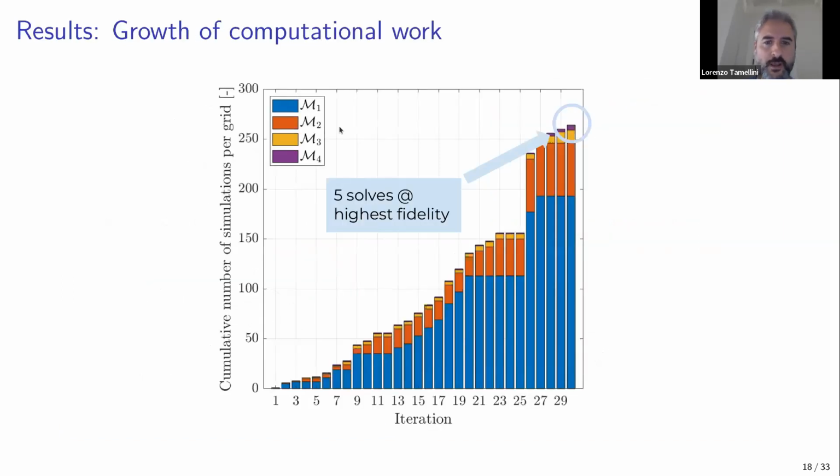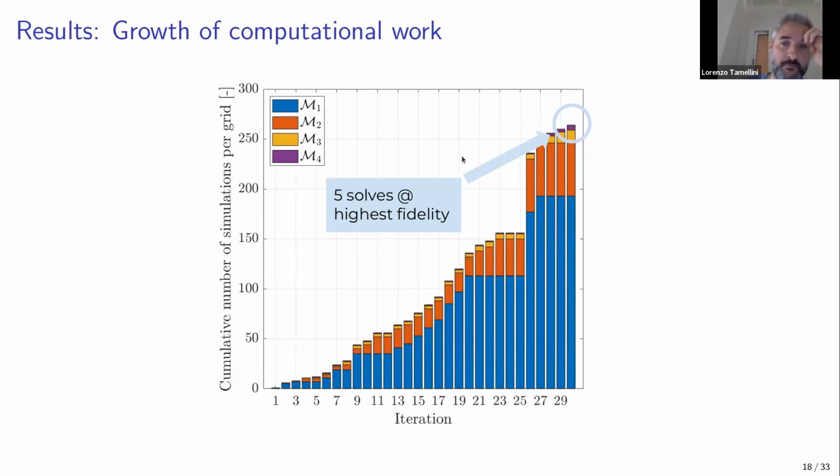So this is the work allocation as the iterations go. And you see there's a lot of blue. So as you keep going, there are more and more simulations on the coarse meshes, and only a handful of simulations on the fine mesh. In particular, at the end of the day, we only have 5 solves at the highest fidelity.